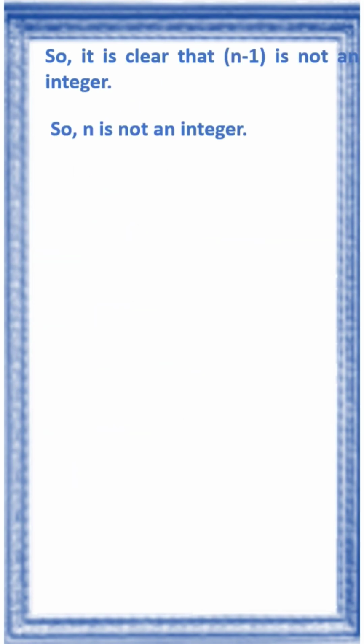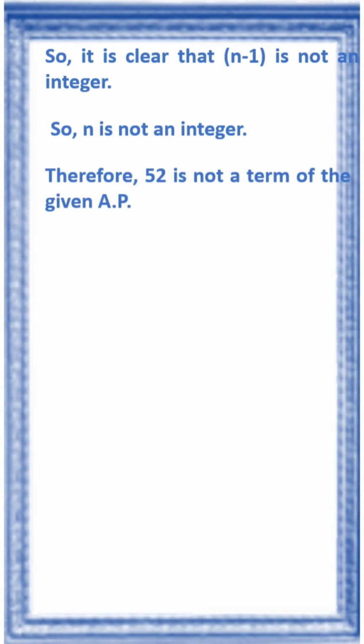45 by 2 is not an integer. So it is clear that n minus 1 is not an integer. So n is also not an integer. So 52 is not a term of the AP.